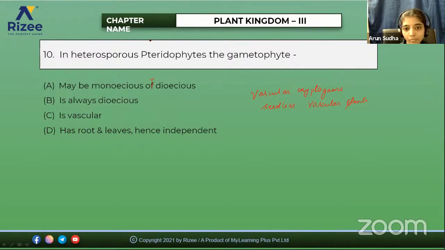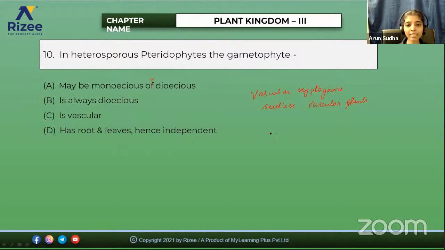A is the Bryophyta option. So will Bryophyta come under vascular cryptogams? So it's option B, Pteridophytes. Are you clear? Bryophytes are non-vascular. They don't have vascular tissues. Only pteridophytes have vascular tissues. So pteridophytes are called vascular cryptogams, and they are also called seedless vascular plants.